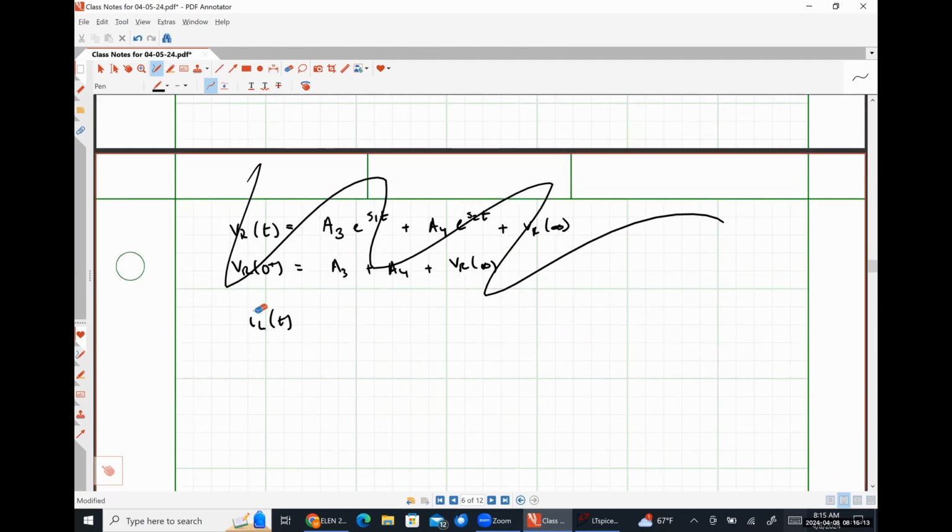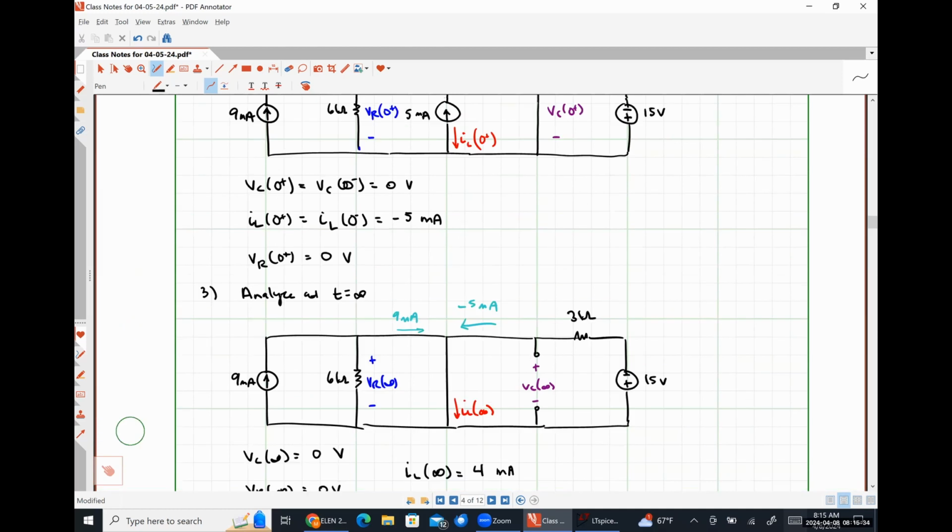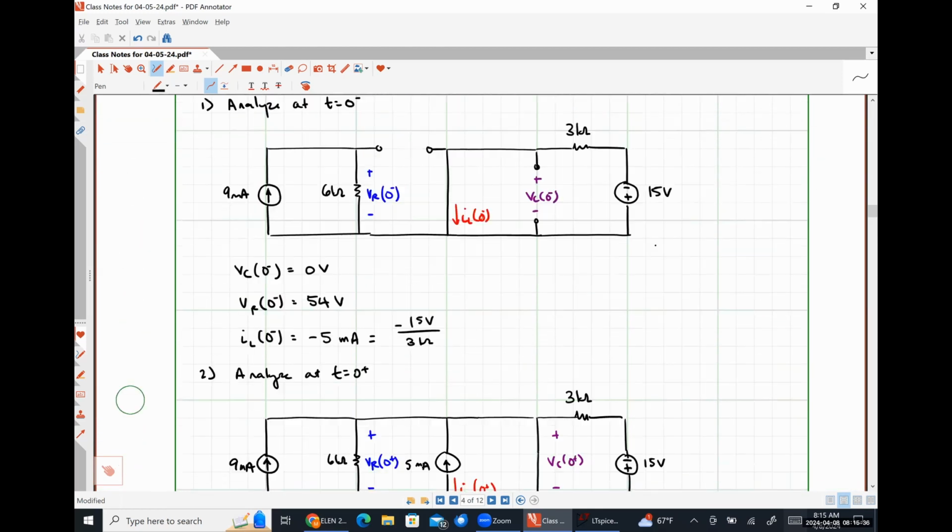Sorry, this should be a V. My apologies. So we're going to have L, S1, A1, e to the S1t plus L, S2, A2, e to the S2t. So L was some ridiculous number like 62.5 henries.